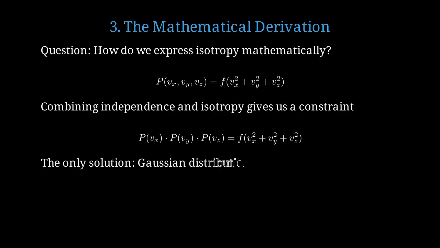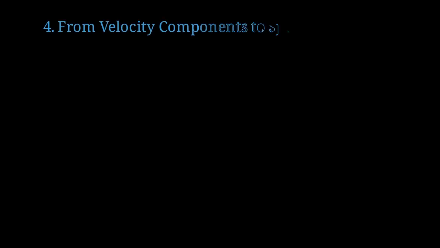Maxwell showed that the only mathematical function satisfying both conditions is the Gaussian or normal distribution. For each velocity component, the probability is A times the exponential of negative m v-x squared over 2 k-B T, where m is molecular mass, k-B is Boltzmann's constant, and T is temperature. But scientists don't measure individual velocity components. They measure molecular speeds. How do we get from components to speed?